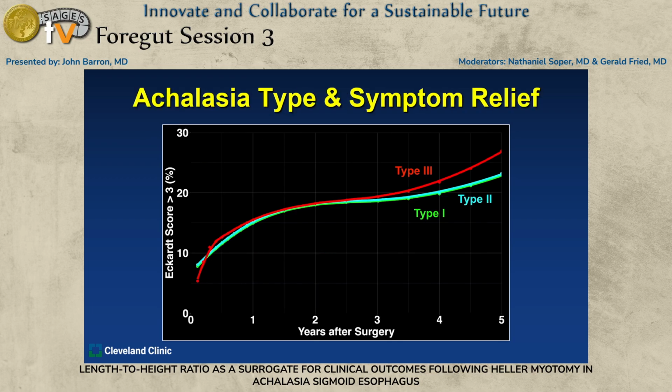And so here we have symptom relief according to achalasia manometric subtype over time. After adjusting for preoperative patient factors, estimated symptom relief was comparable between all three achalasia subtypes up until about 3 years, after which patients with type 3 achalasia experienced about 3% greater frequency of persistent symptoms, which is much less than the 15 to 30% differences between subtypes previously described in unadjusted analyses.